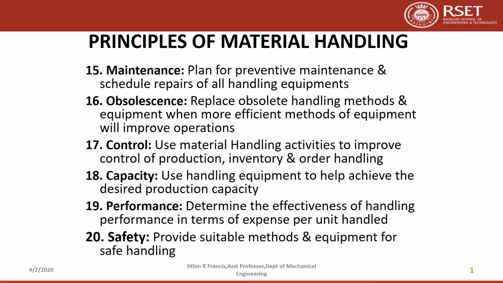The next principle is the maintenance principle. Plan for preventive and scheduled repair of all the handling equipment, because material handling equipment is installed for the proper functioning of other production systems, and if it is not properly maintained, that can cause a great bottleneck. Now we have to replace obsolete handling methods and equipment when more efficient methods are available which can improve your operations. That is called the obsolescence principle.